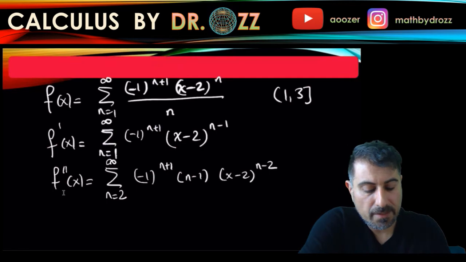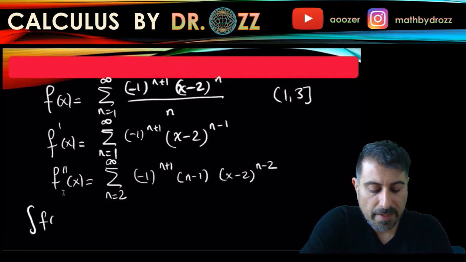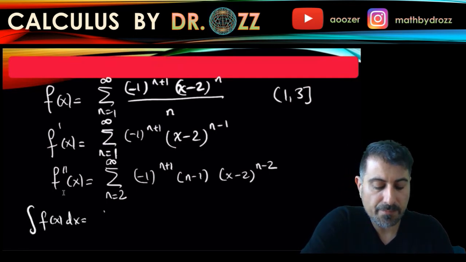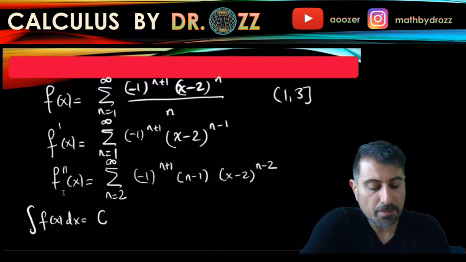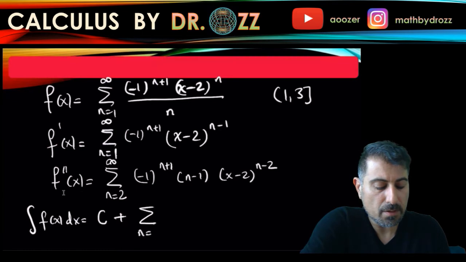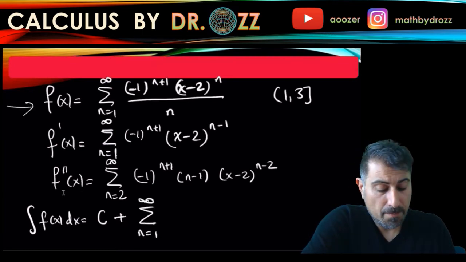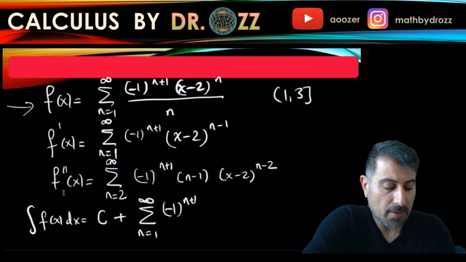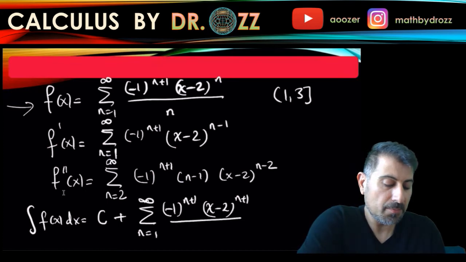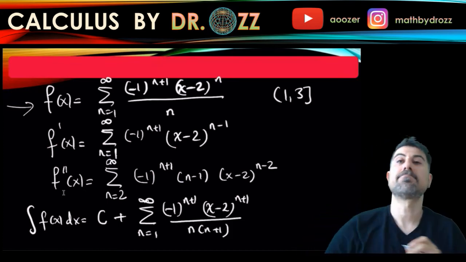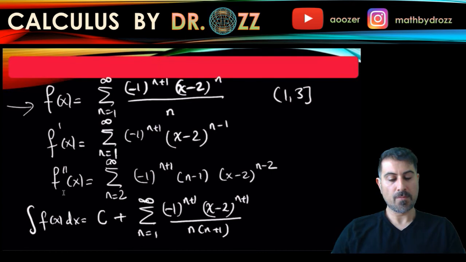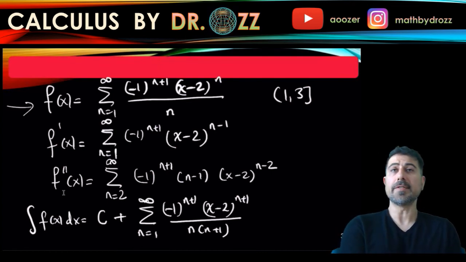And then finally, the integral of f. Let me add the integration constant right now. So now I'm going to term by term integrate the power series here. Minus 1 to the n plus 1, x minus 2 to the n plus 1 divided by n plus 1. Here I applied the power rule for integration for x minus 2 to the power of n.